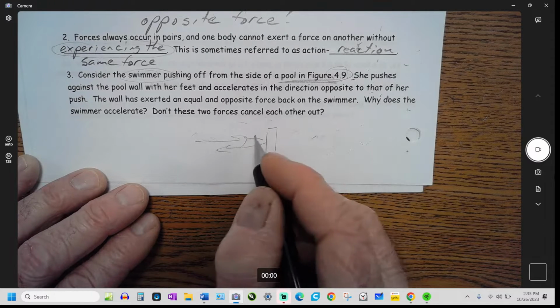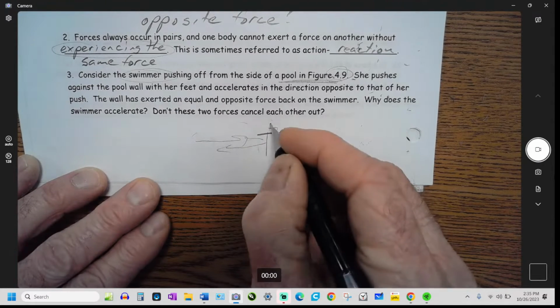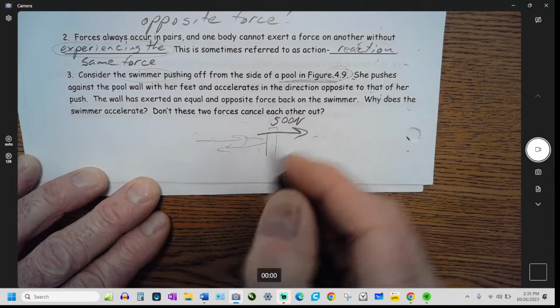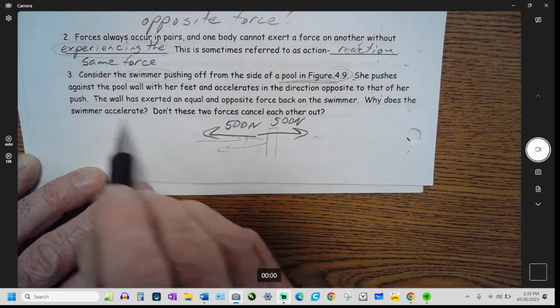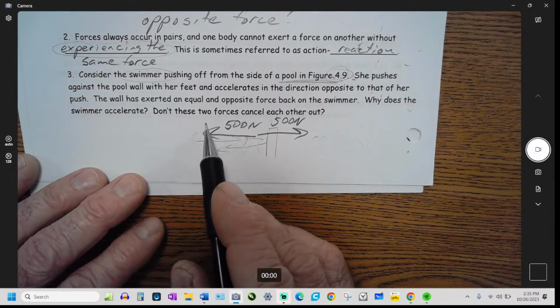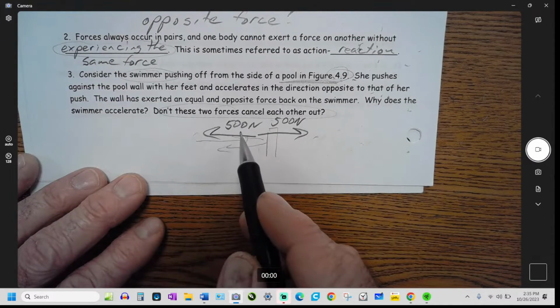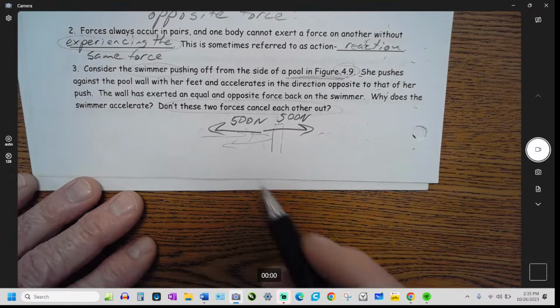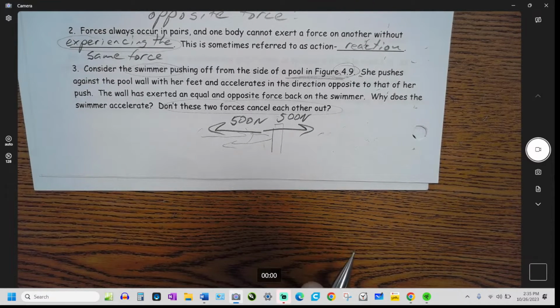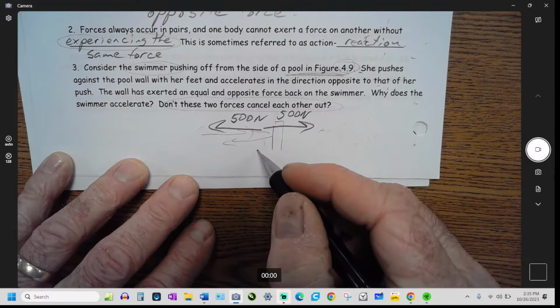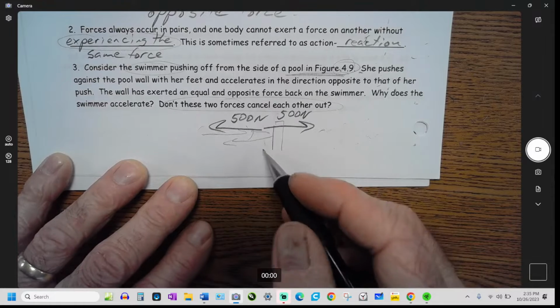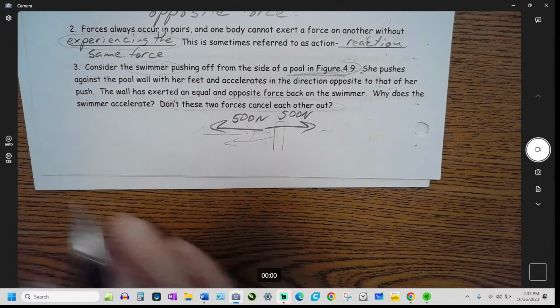So let's just say the swimmer pushes the wall with a force of 500 newtons, and the wall pushes the swimmer with a force of 500 newtons. Why does the swimmer accelerate? Don't these two forces cancel each other? If you add the forces up, you get 0. So how does the swimmer actually move? Acceleration. So are we thinking the Earth is big and the swimmer's small? Yeah. It's not that. It's something fundamentally simpler than that.